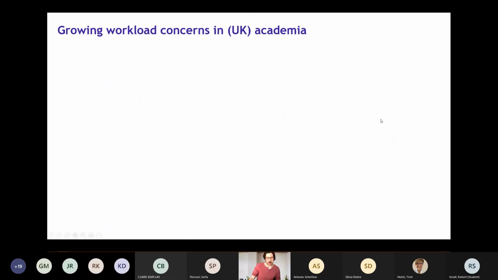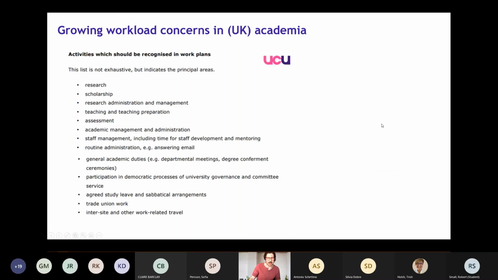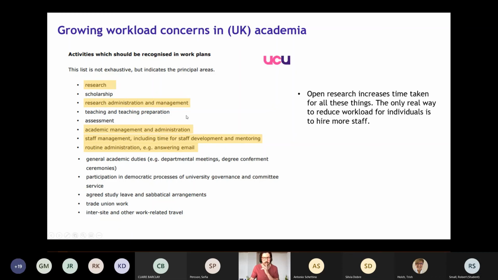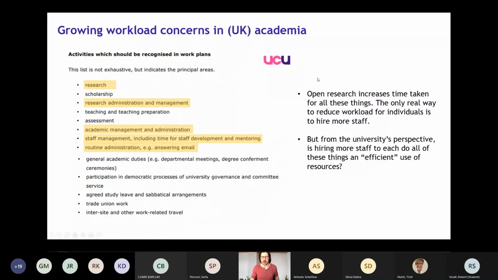Now, there are growing workload concerns in academia, in the UK especially. I was on strike earlier this week, partly about workload. And the union says academics should have time in their work for research administration and other types of administration. And open research takes additional time to do all of these things. So for the university, the only solution to that is to hire a lot more staff to do all of these things. But from the university's perspective, is hiring a lot more all-round staff to each do a little bit of everything actually an efficient use of resources when these bigger team projects are perhaps going to be rewarded more in the future as well?